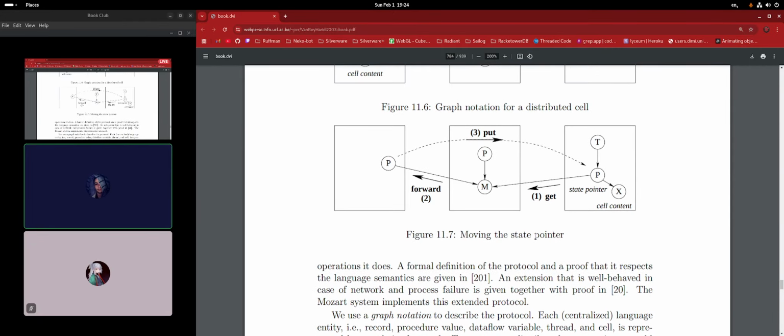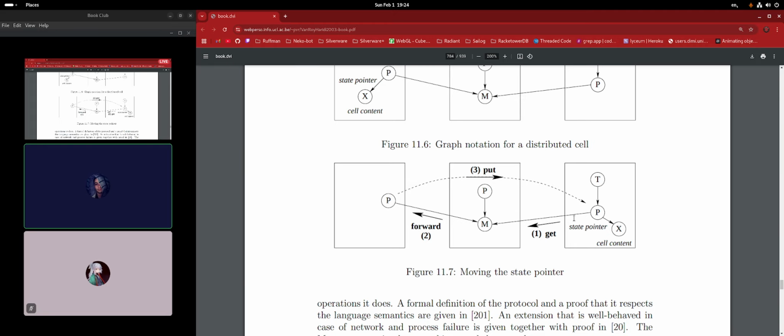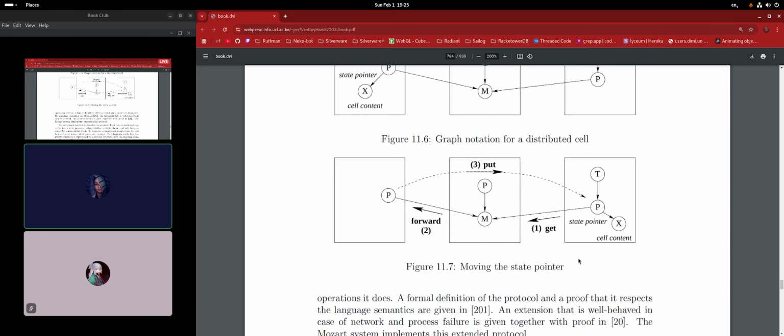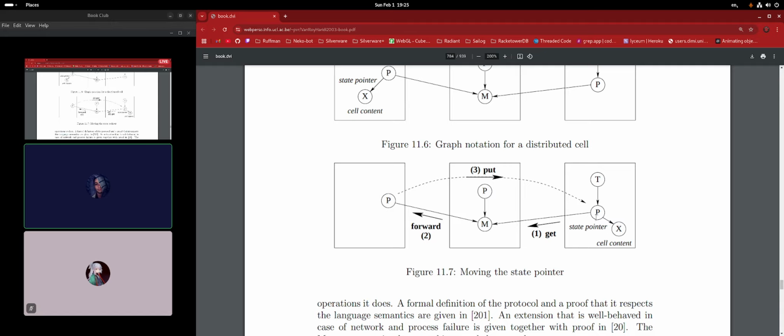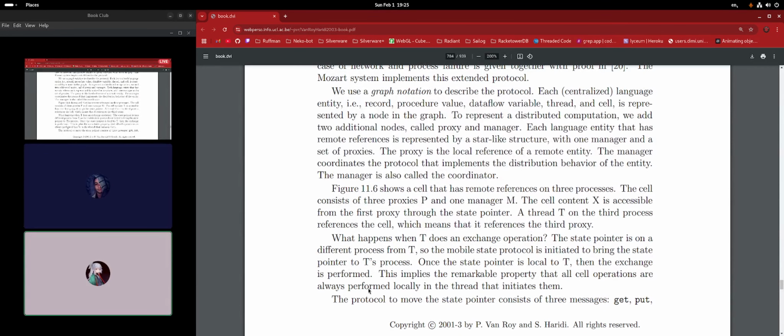So what does that look like? The guy that wants to do the operation does a get to the coordinator manager, and then the coordinator manager goes to the proxy that currently owns the state, and the owner talks to the requester directly via a put, and then the requester can do the operation. It's not specified here, but what happens when the requester is done? Is this guy the new owner, or does it pass the baton back? It's going to stay there until somebody else takes ownership of the state pointer. Okay.